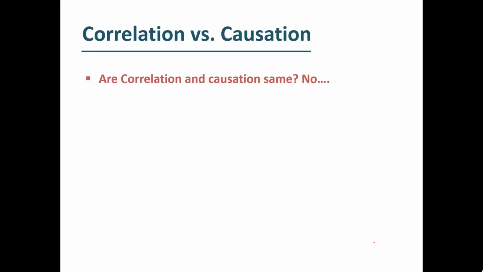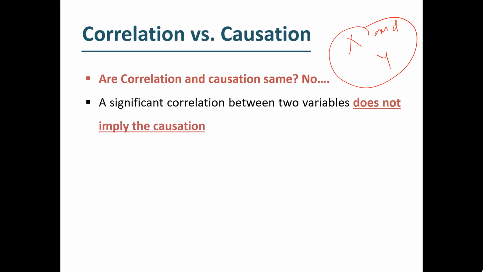Are correlation and causation the same? If you find a correlation between x and y, suppose they are associated, can you explain the causal relationship between these two variables? And the answer is no. Correlation does not imply causation.